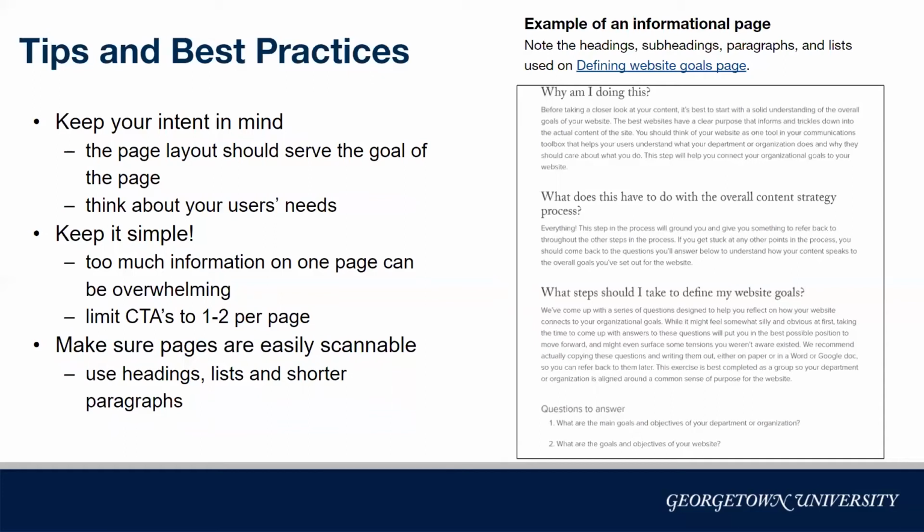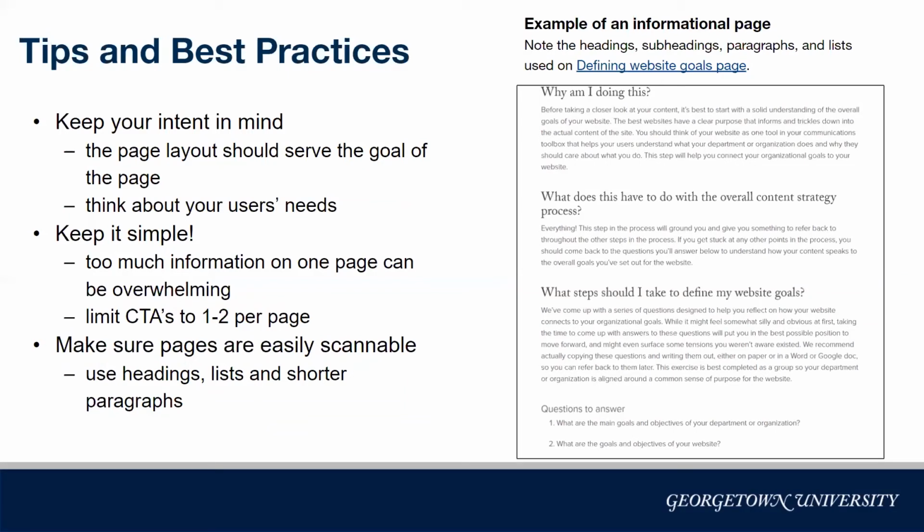The next tip is to keep it simple. If you remember from the information architecture workshop, we briefly talked about information overload. Too much information on one page can be overwhelming for some users, so it's important to break up larger pages and also limit call to actions to 1 to 2 per page so that the intent is clear.